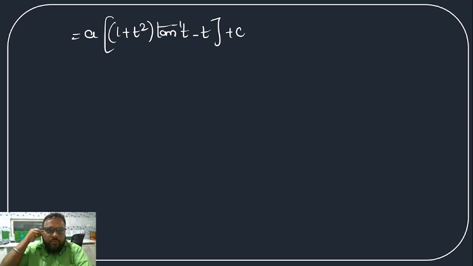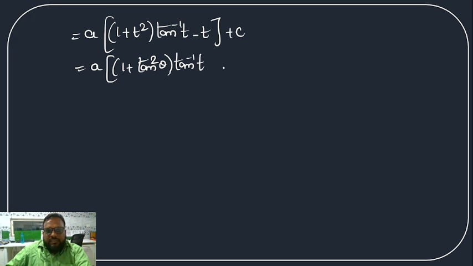Now this is what we got up to here. We will substitute all the values in this case. So what was t we took? Our t was nothing but tan theta. So I will substitute in this. So this becomes 1 plus tan square theta into tan inverse t minus t plus c. So we got it up to here.